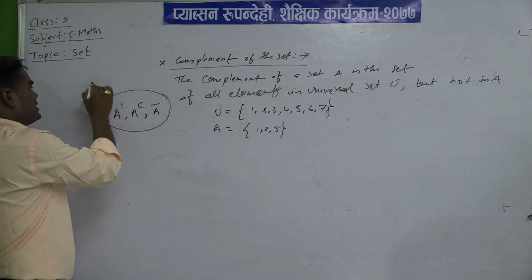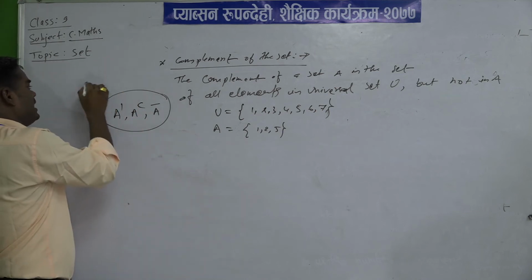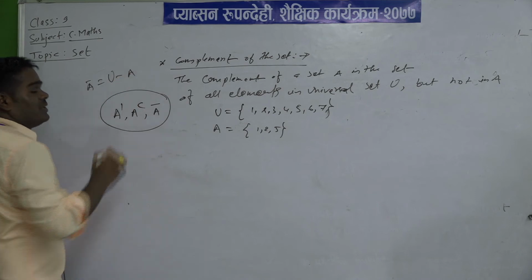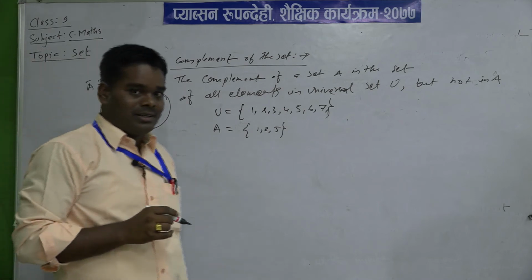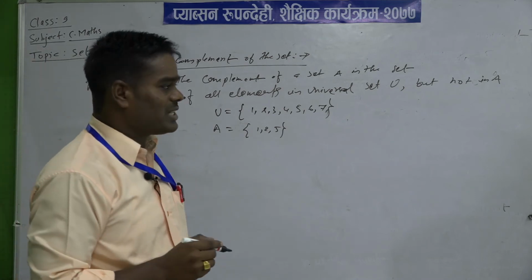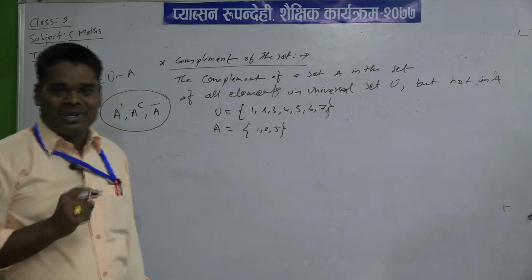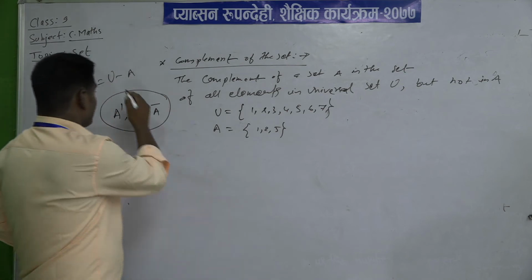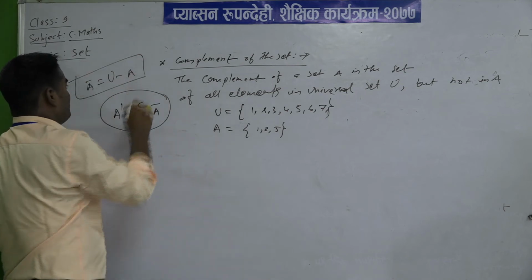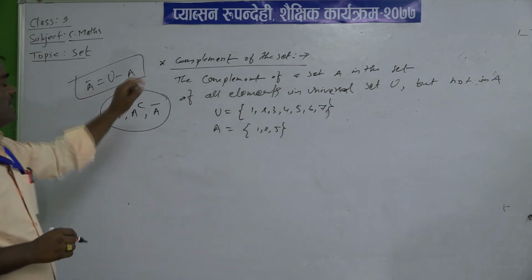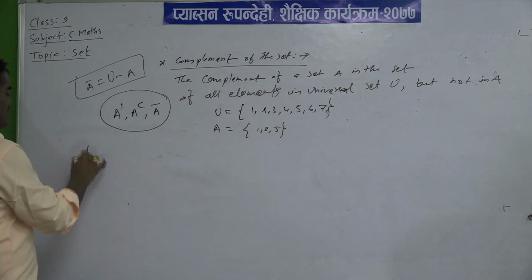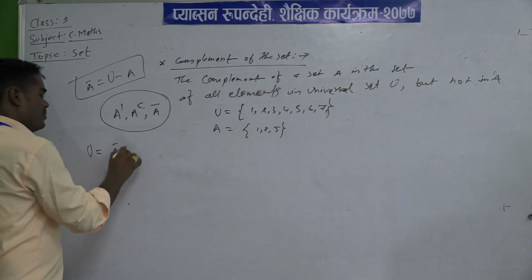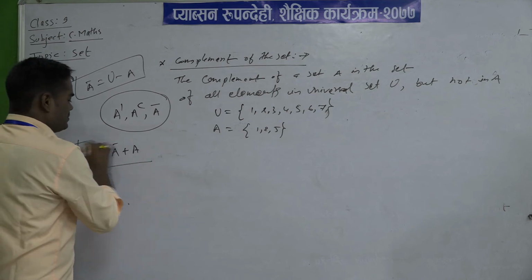So it is very simple. What is the complement of set A? It means the difference of U and A. The difference of the universal set and the set is known as the complement set. So this is the one formula: the complement of A is U minus A.